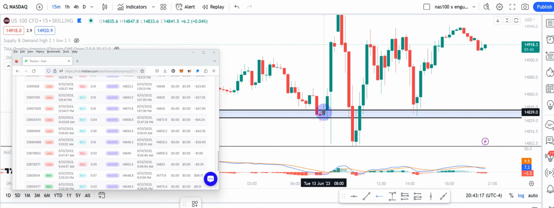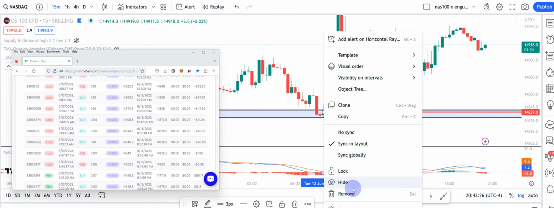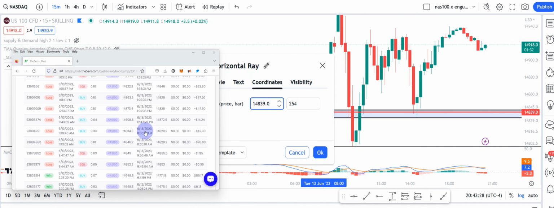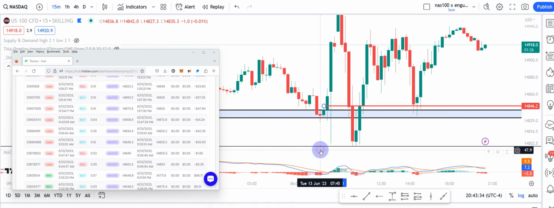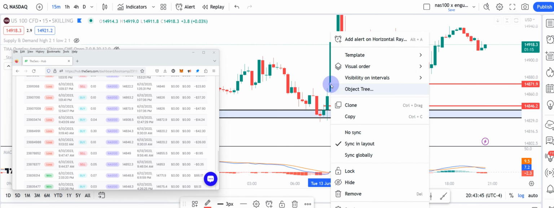So at 8 o'clock now, I entered to the buy side. I'm trying to take it off of this zone to the upside. So at 8 o'clock I entered at 14,846.2. So I entered to the buy side here, and then I guess I got stopped out on the 8:30 candle. Aha. Let me show you.